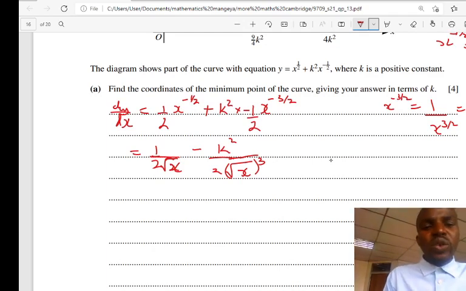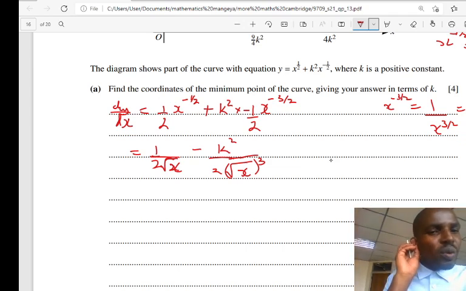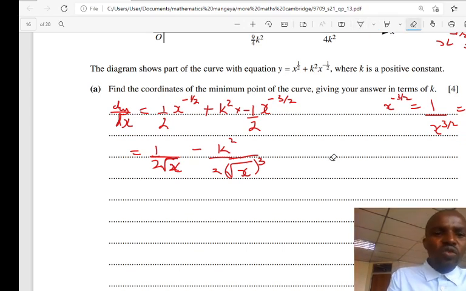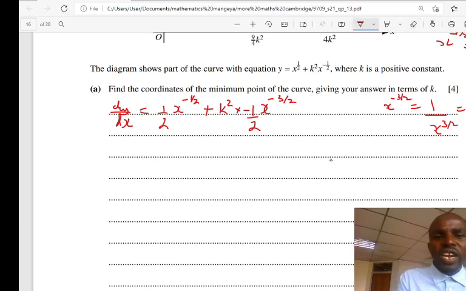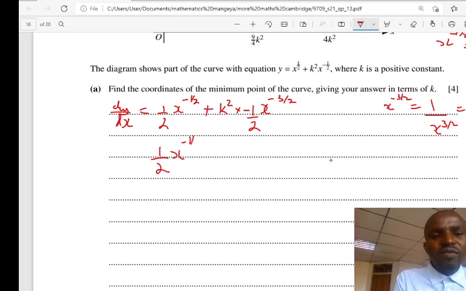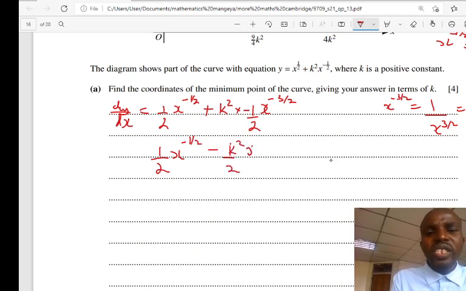Then at stationary point, we know that gradient is supposed to be what? It's supposed to be 0, right? But from this point, I think we have gone too far here. Still go back to this, because if we're equating to 0 here, there's no need going this far. What you just have to do is say half x to the power minus half minus k squared over 2, then x to the power minus 3 over 2 is equal to 0.